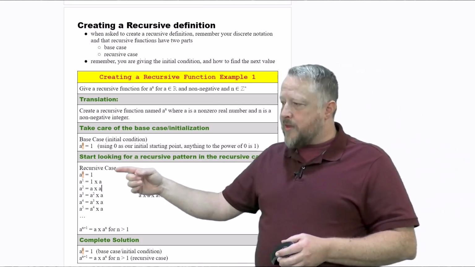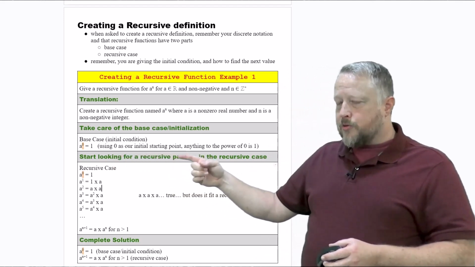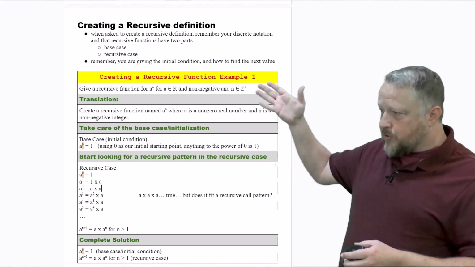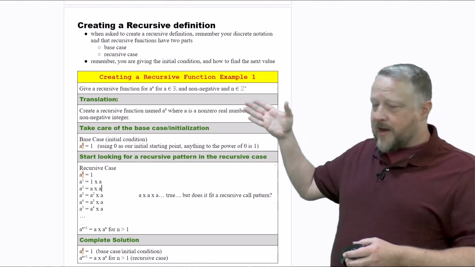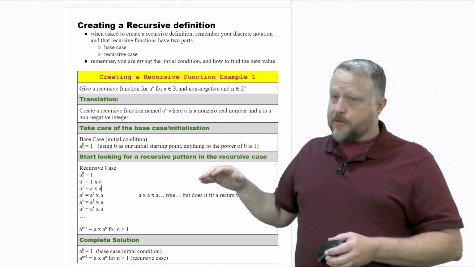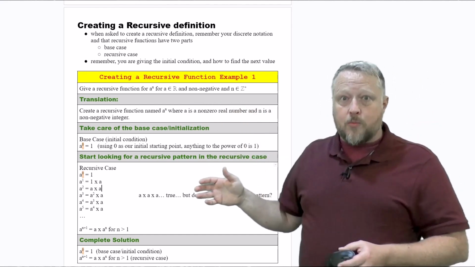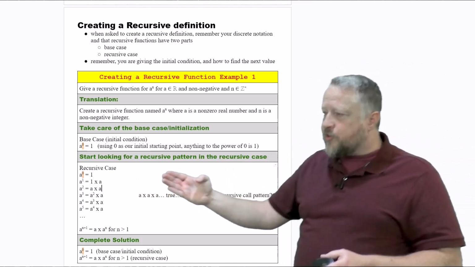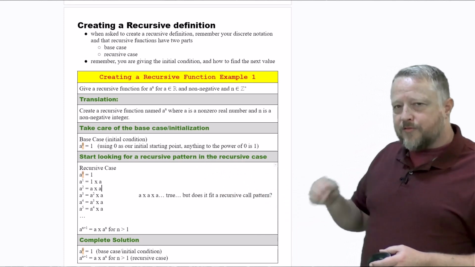Now, how did I get away with that? Using 0 as our initial starting point, but anything to the power of 0 is still 1. So I still satisfy the condition that I have. So be very careful on how this is worded so you start correctly, because starting correctly is very important here. Then after that, I want to start looking for a recursive pattern in the recursive case.